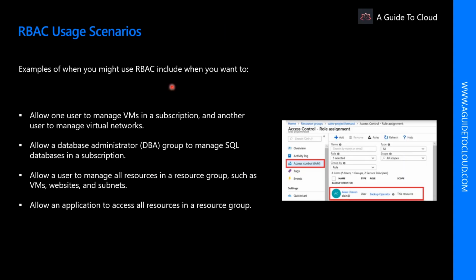Let's explore some of the usage scenarios for RBAC. RBAC allows one user to manage VMs in a subscription and another user to manage virtual networks. RBAC allows database administrators to manage SQL databases in a subscription. And RBAC can allow a user to manage all resources in a resource group, such as VMs, websites, and subnets. And finally, RBAC allows an application to access all resources in a resource group as well.